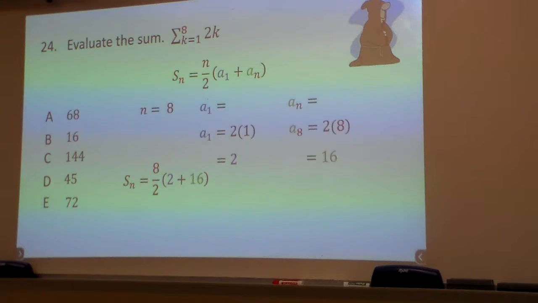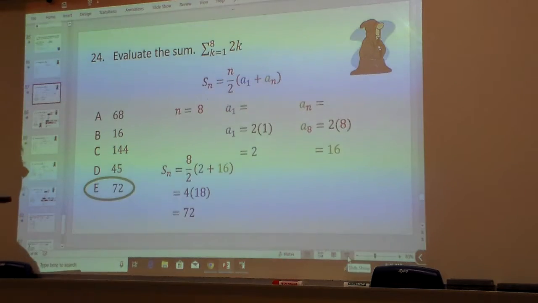In my formula, I'm going to have 8 divided by 2 times 2 plus 16. 8 divided by 2 is 4. 2 plus 16 is 18. And that makes the answer then 72. 72. Now, here's the way most of us will probably work this.